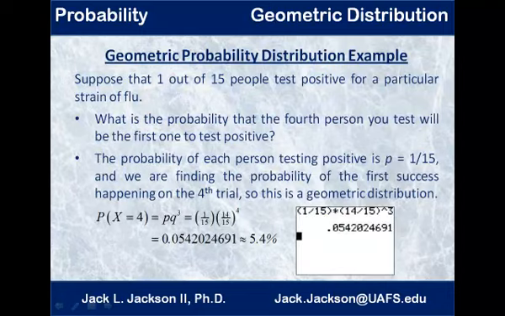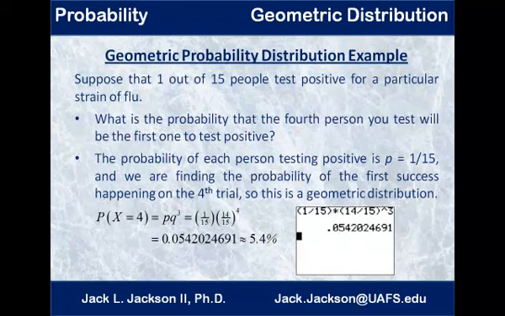Well, notice that the probability of each person testing positive, they're all independent. We're assuming they're independent, at least. And that p equals 1/15. And we're finding the probability of the first success happening on the fourth trial. So this is a geometric distribution. We're counting not the number of successes, but the number of trials until we get the first success.